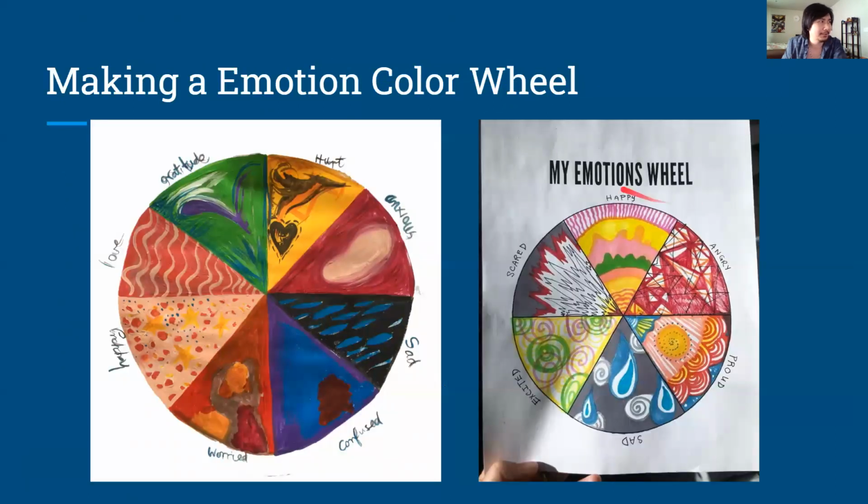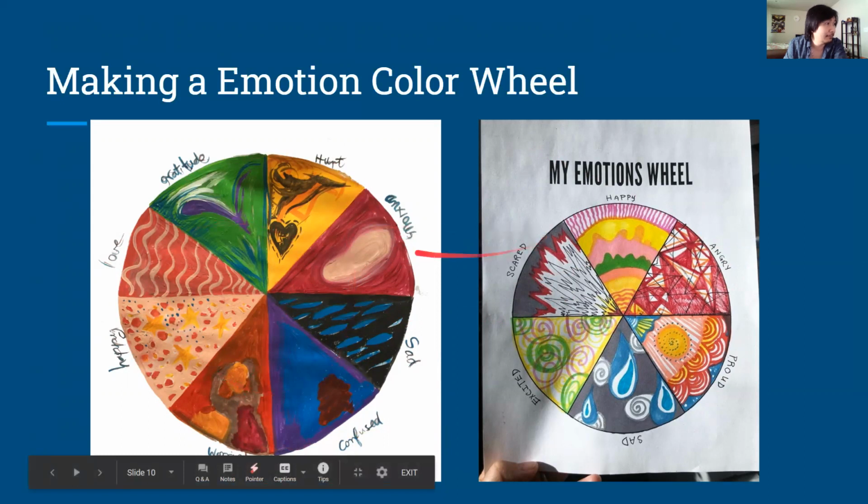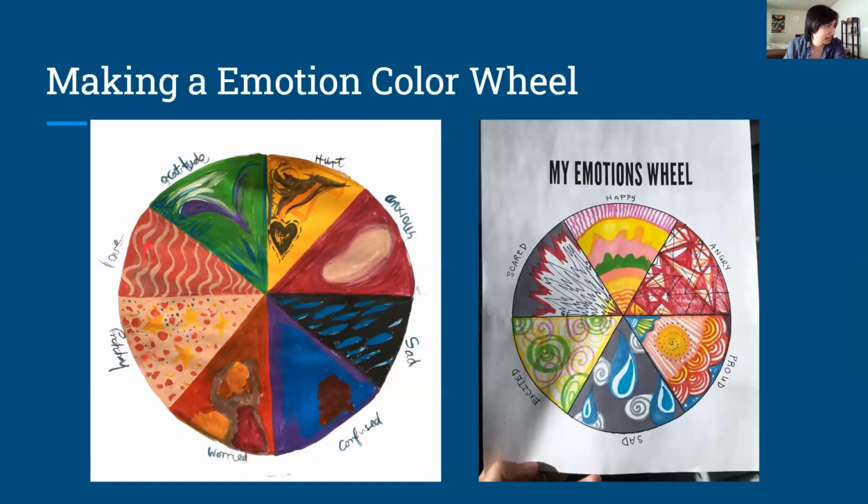Just to show you some examples of things you can do, these are pictures I grabbed on the internet. Each of those sections, you see love, happy, gratitude, hurt, anxious. So these are different emotions that somebody could feel. If you wanted to, you can do different patterns, textures. You can incorporate colors too. So if you like markers, color pencils, you can incorporate colors.